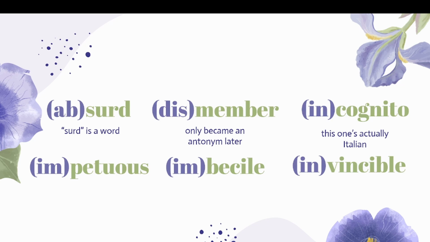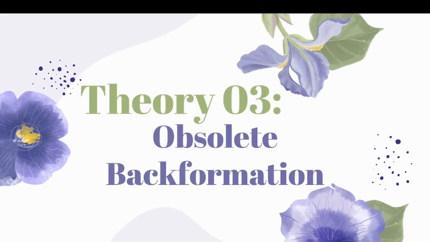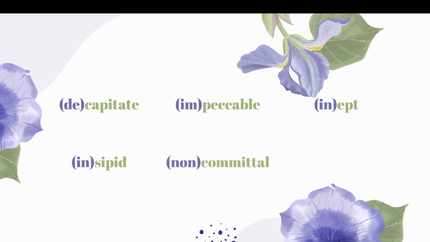This flows very easily into theory number 3, which is obsolete back formation. Typically, words are created by adding prefixes and suffixes, but words can also be created through back formation, which is the process of removing prefixes and suffixes. If we look at words like incapacitate, impeccable, inept, insipid, non-committal, and unwieldy, all of these green parts were words at one point, but they were created through back formation by chopping off the prefix, and they did not stick around. And most of them you can kind of understand, although I really think we should go back to saying F.